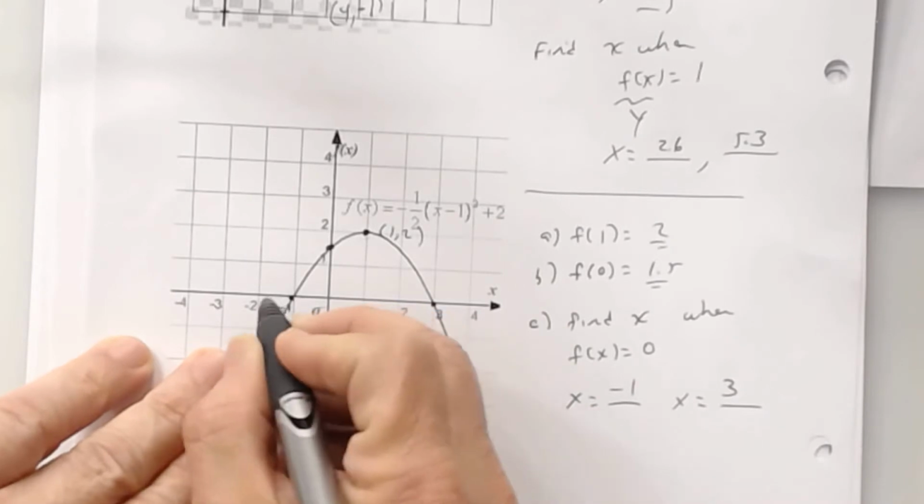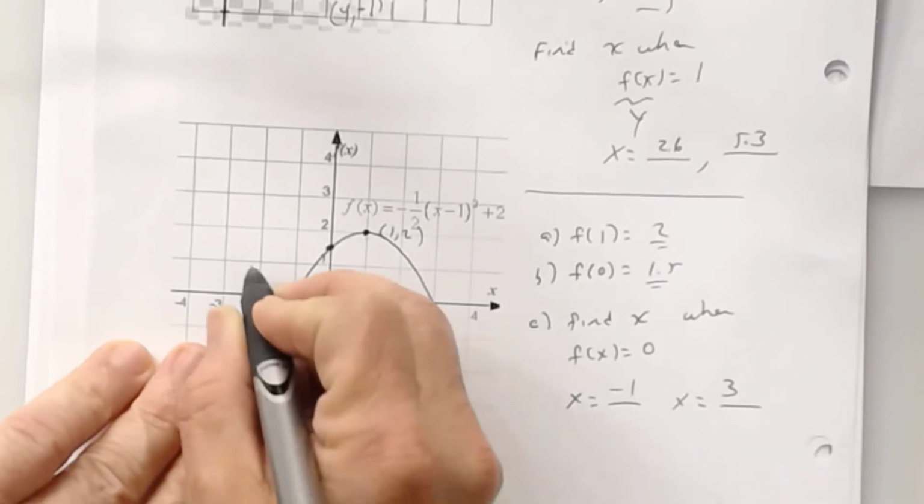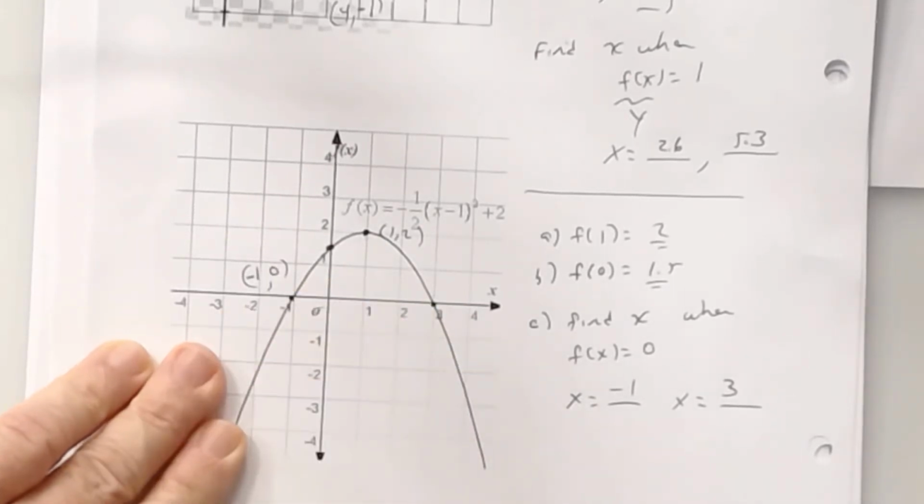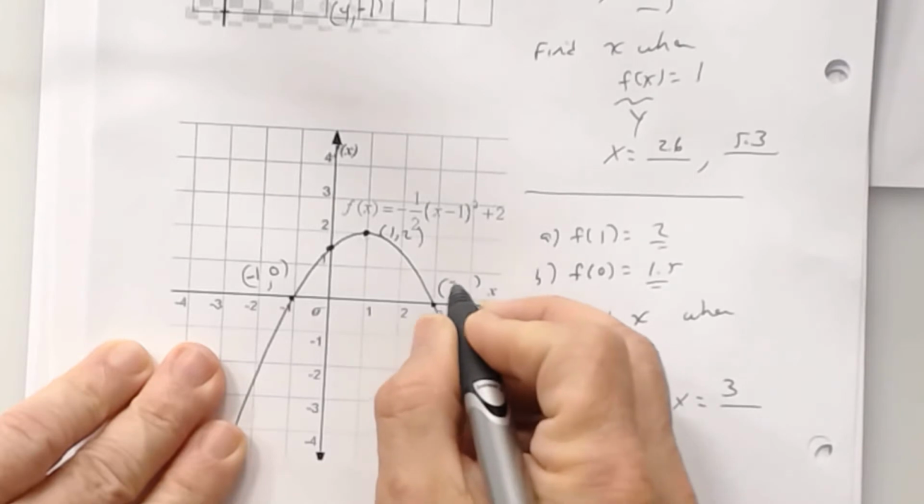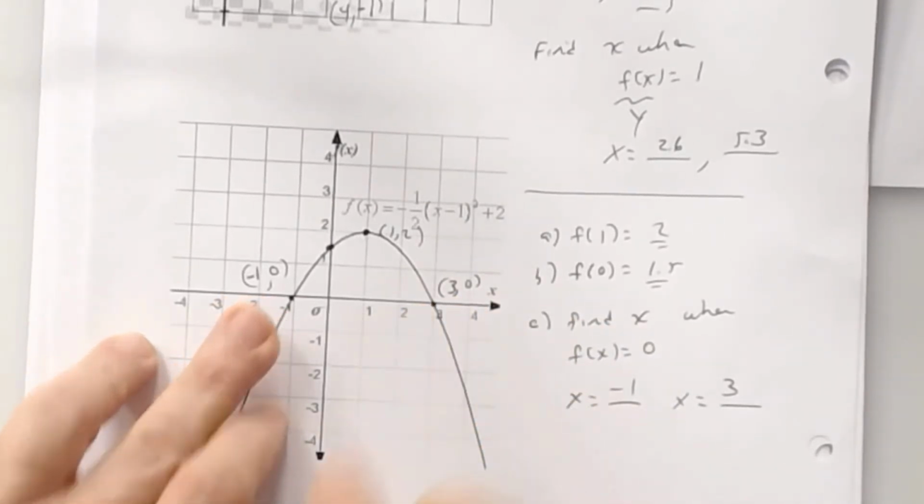And it kind of makes sense because if I actually label this point right here, how would you label that point? Negative 1, 0. How would you label this point? 3, 0. So y is 0 when x is negative 1 and 3.